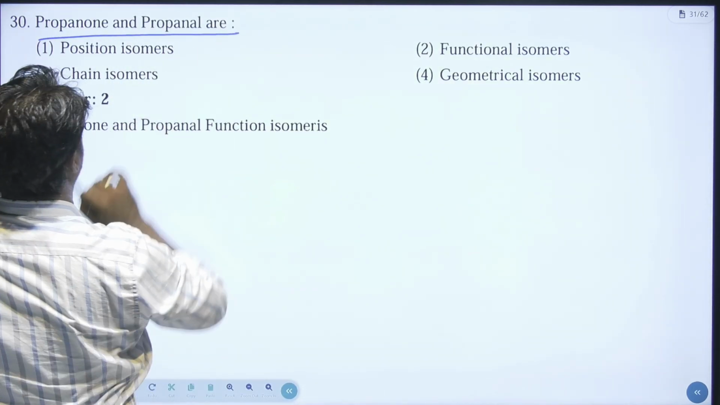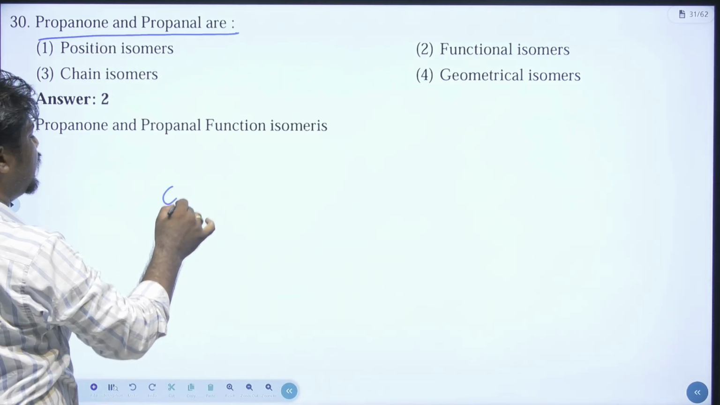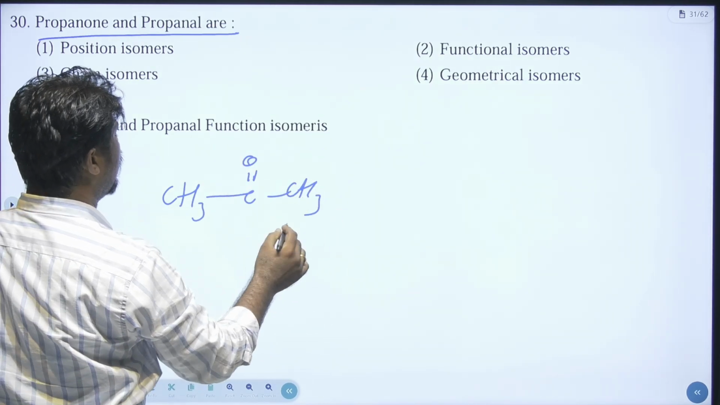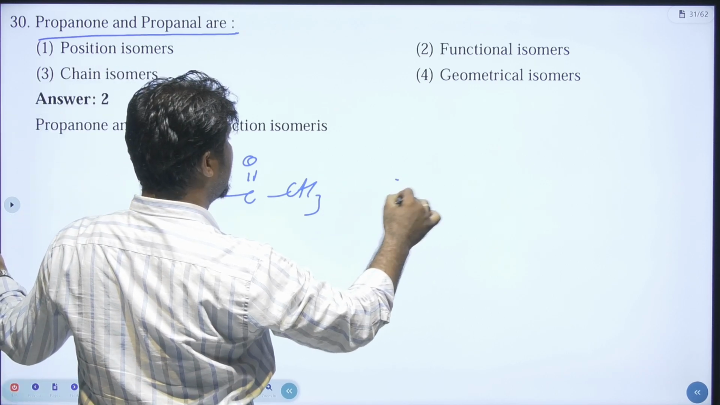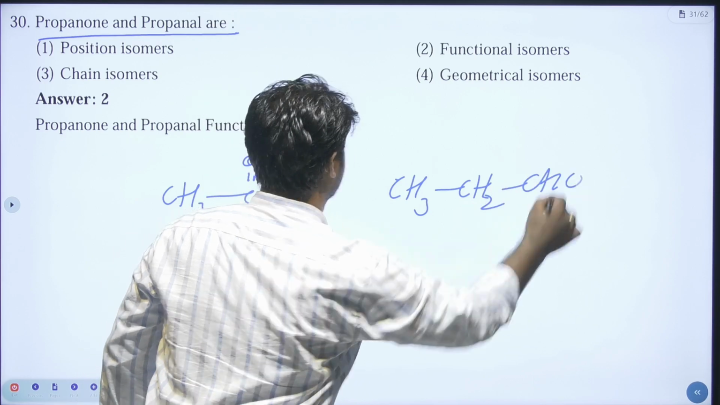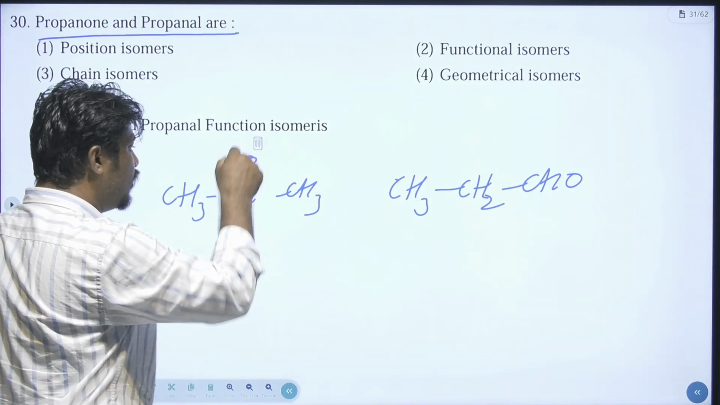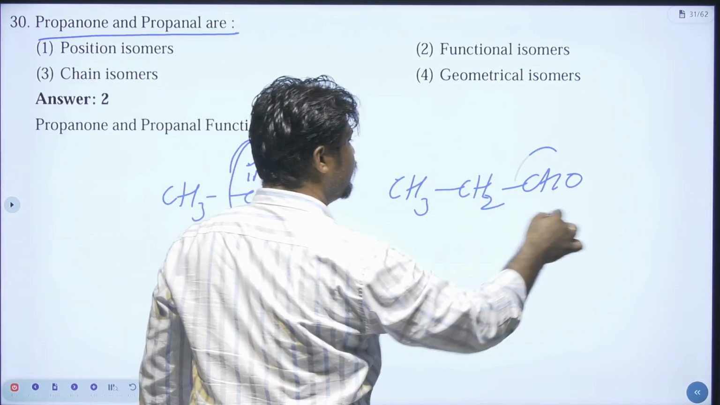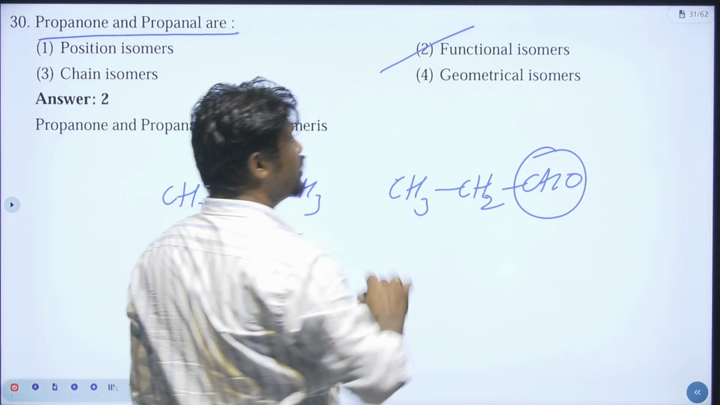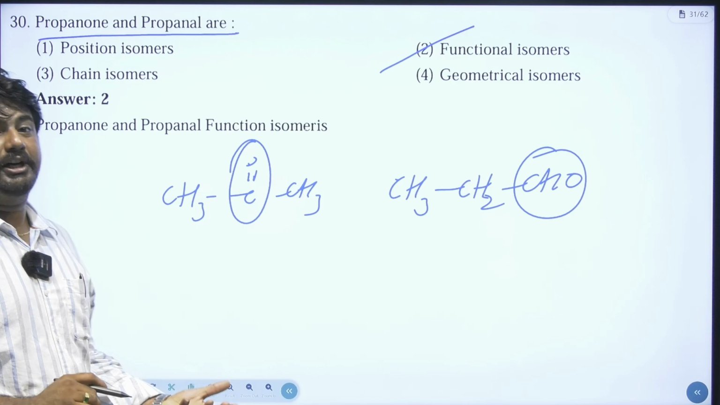Propanone and propanal is an example of. Propanone is a ketone. Next, propanal is an aldehyde, that is CH3CH2CHO. These are isomers having the same molecular formula but differing only in the functional group. That's the reason why it belongs to functional isomerism. The remaining questions are continued by our colleague.